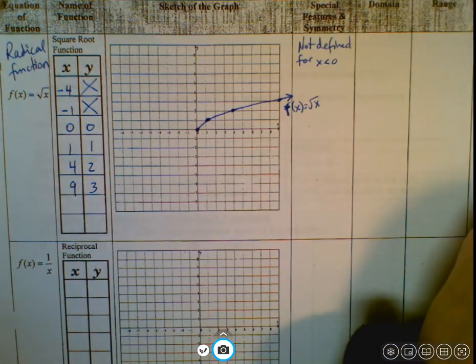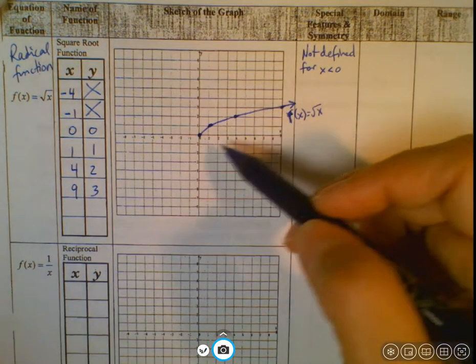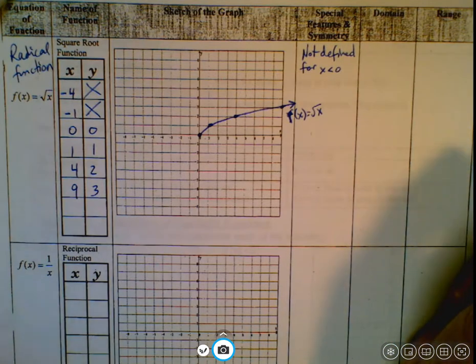This is the first time that we've seen a function that is not defined, right? Lines will be defined everywhere. The parabola is defined everywhere. So it's the first time that we're seeing something that's only defined on part of the grid.